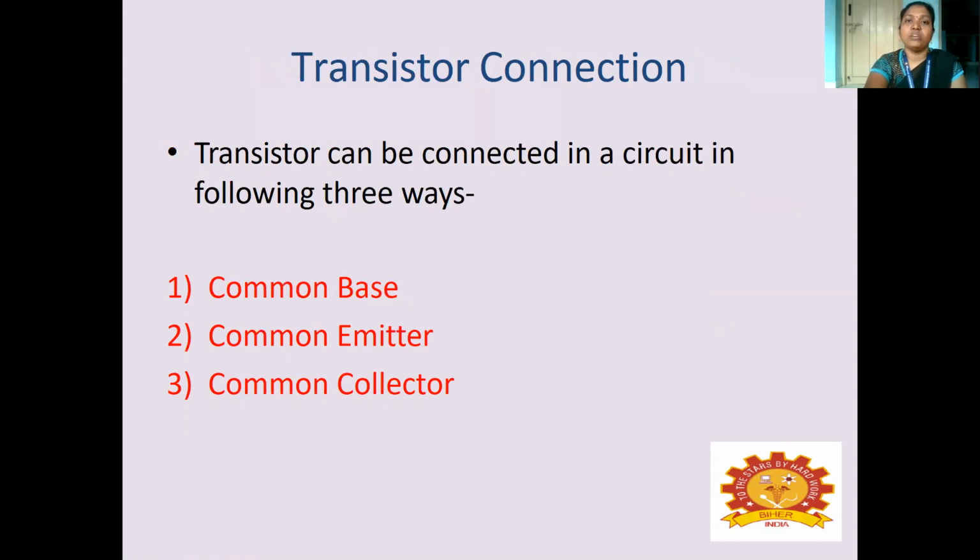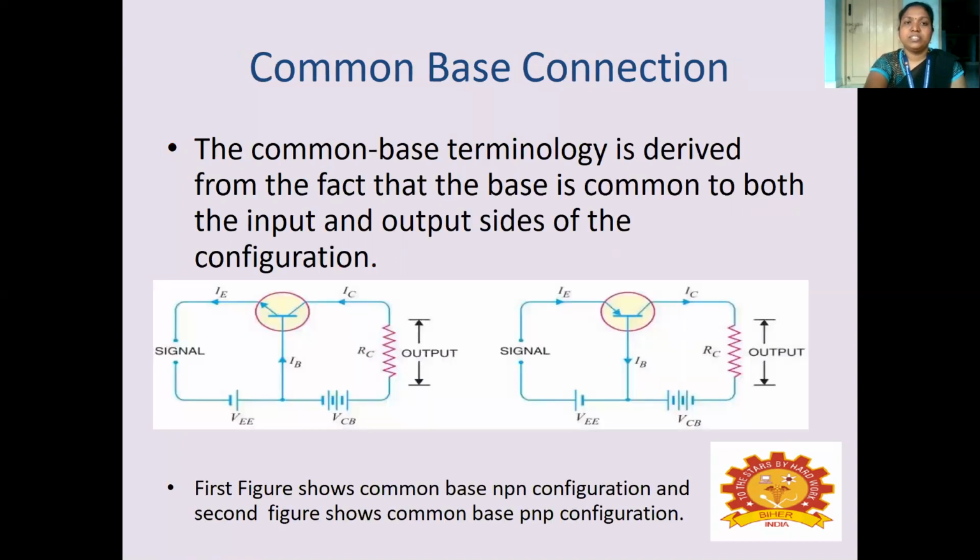Now we come to the transistor configuration, or the transistor connection in the circuit. We have three different ways: first one is common base, next common emitter, and finally common collector. First we will see the common base configuration. The common base terminology is derived from the fact that the base is common to both the input and output sides of the configuration. So the base is always common. When you come to common emitter, the emitter should be common. When you come to common collector, the collector should be common. This is the terminology you have to use.